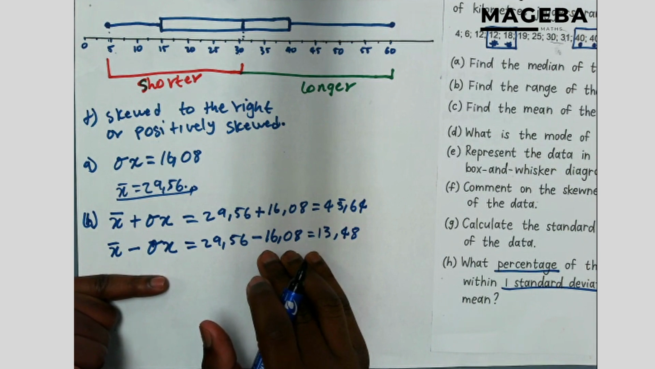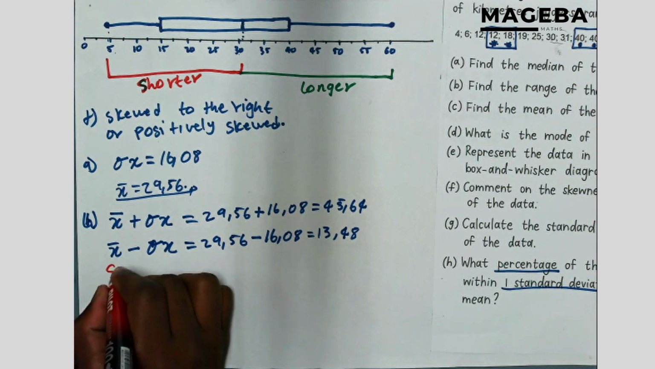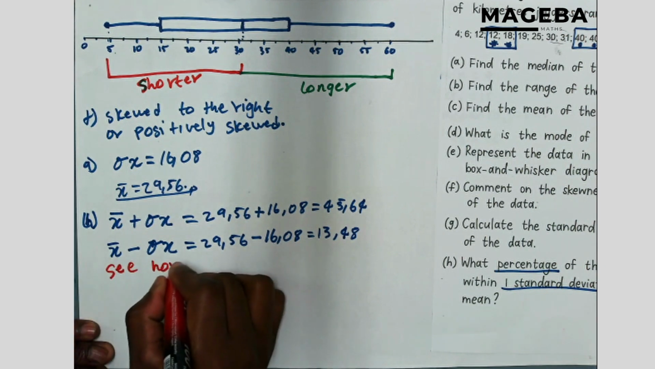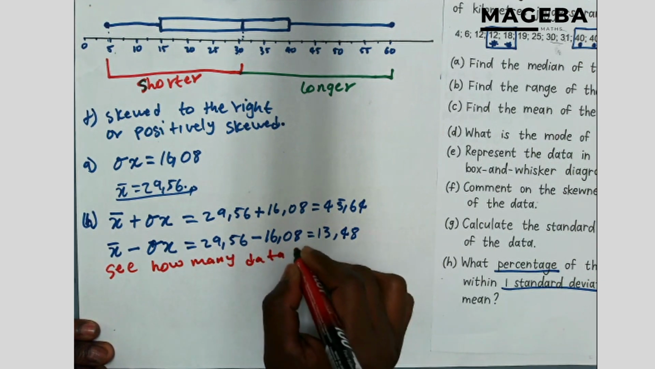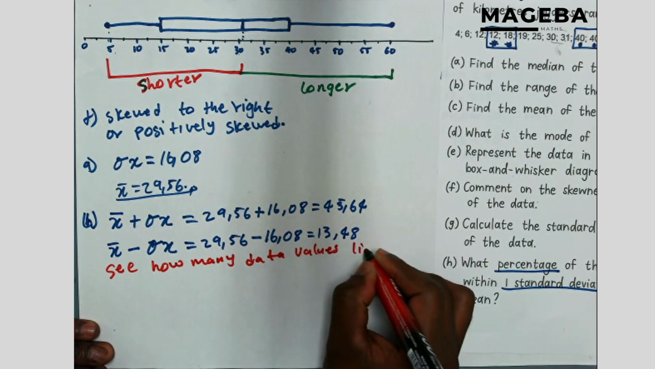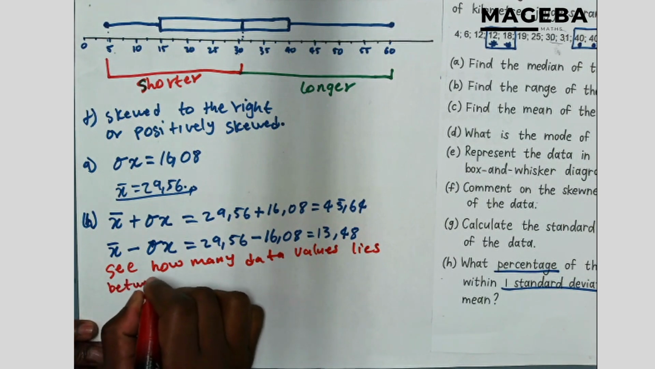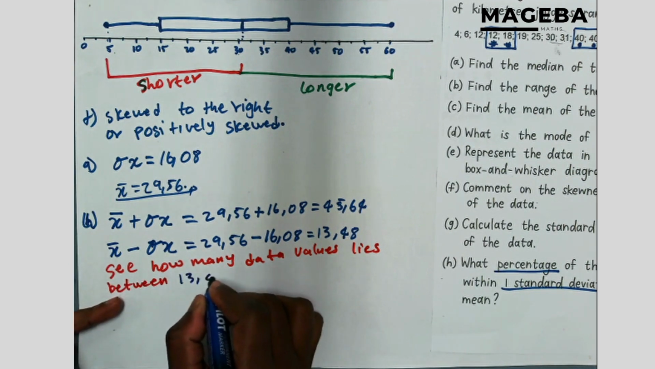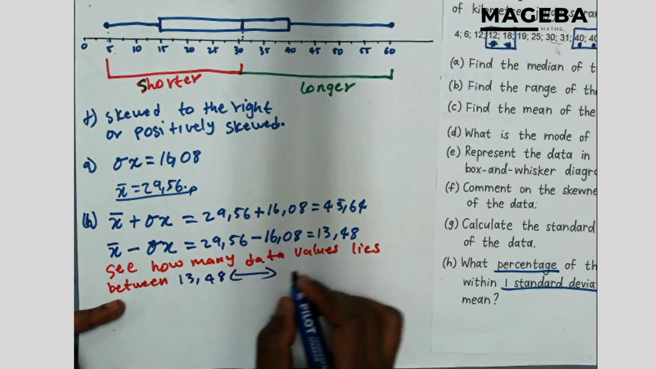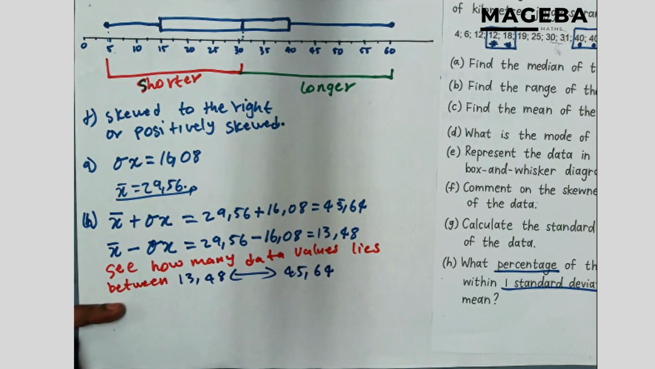So now I need to go to my data and see how many data values lie between the values that I've just found, between 13.48 and 45.64. I need to go to my data and see which values lie between those two.